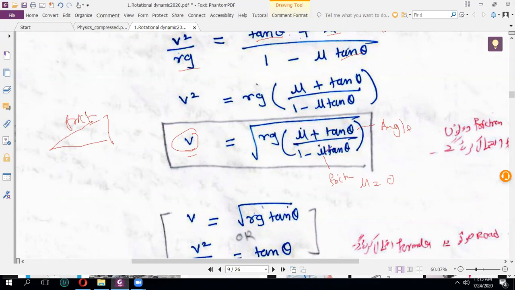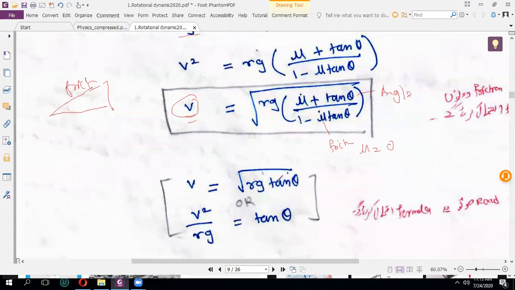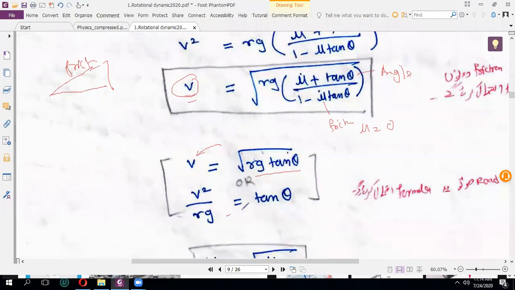If I take mu equal to 0, what we are getting? v is equal to square root of rg tan theta. Correct? Take this square to the left side. What we are getting? v square is equal to rg tan theta. How are we getting this formula? I hope you understood. This formula is based on the angle of banking.